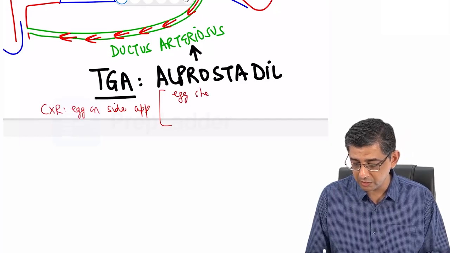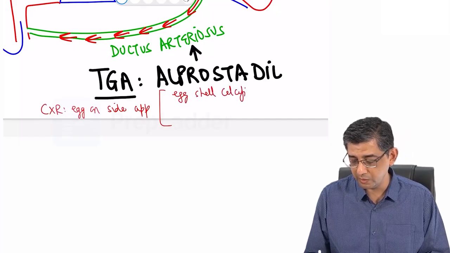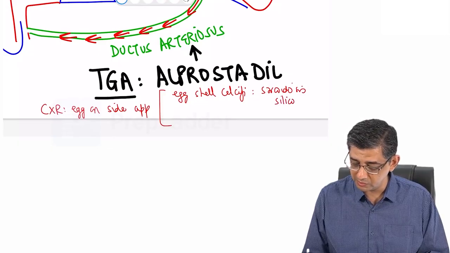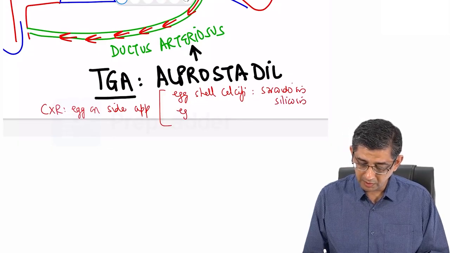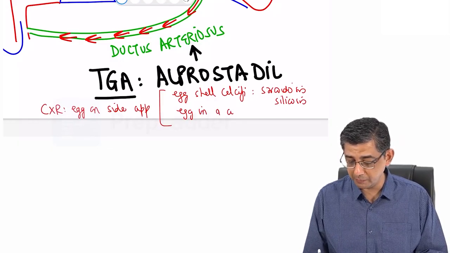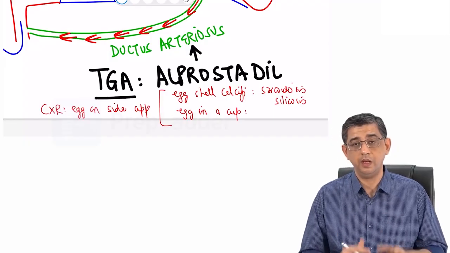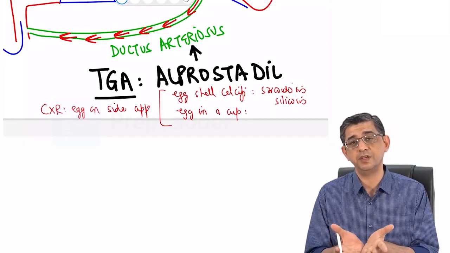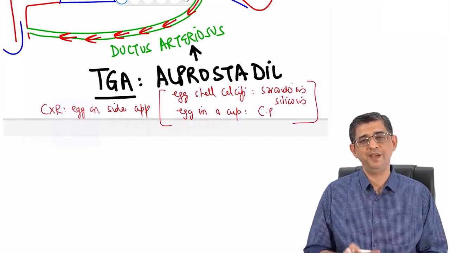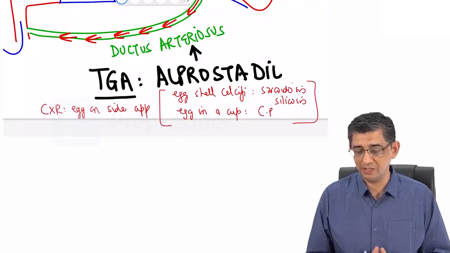Easy one first, eggshell calcification. You read that 2 times. Eggshell calcification is read in sarcoidosis and the most common occupational lung disease, silicosis. Next is, listen to the word carefully, egg in a cup appearance. Yes guys, egg in a cup. That means there's a calcification outside the heart. That is going to be constrictive pericarditis. So a couple of egg-based questions is what I've tried to squeeze in here.